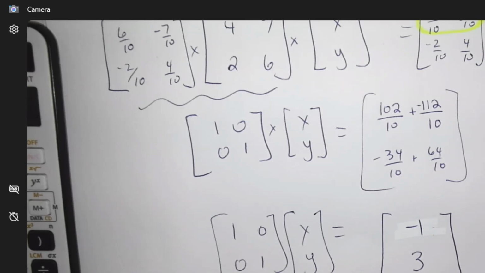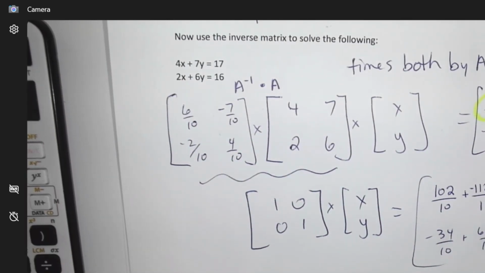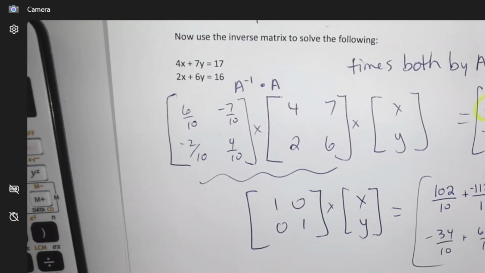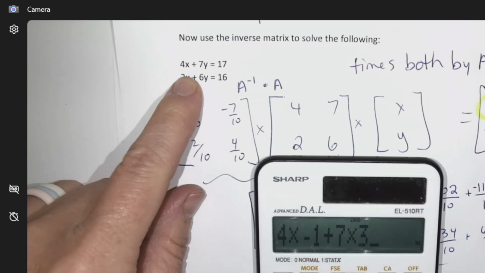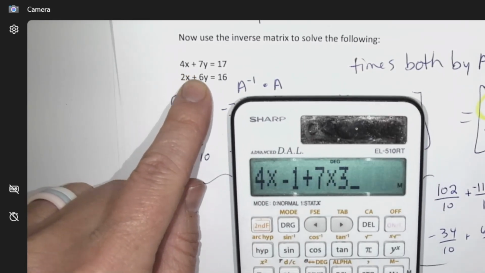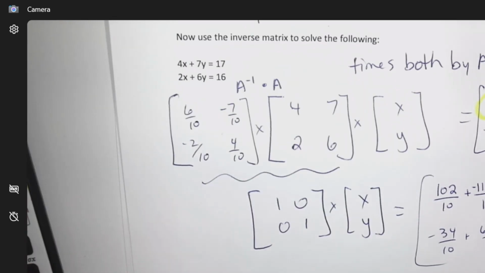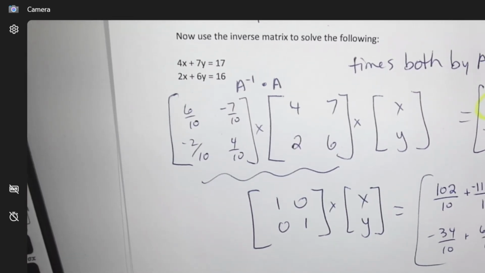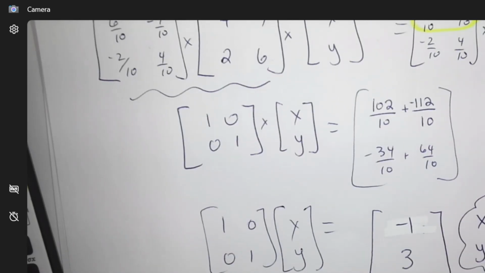Okay, on your test, what do you do when you have an answer and you want to see if it's right? Plug it in. So I can check this out. I could go 4 times negative 1 plus 7 times 3. So if x is negative 1, and I push equals, it should be 17. So that one worked out, and then I could do it again. Okay, so there's your conclusion.